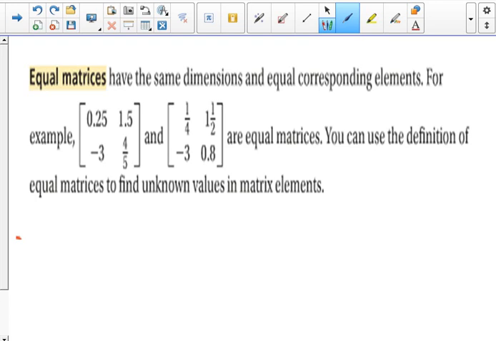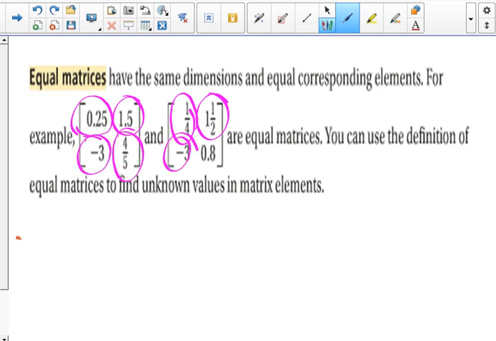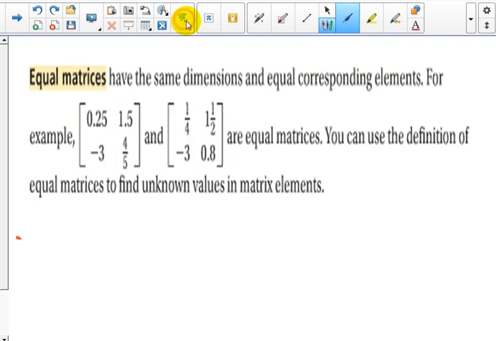Now let's talk about what equal matrices are. If I have 0.25 in row 1, column 1, and 1 over 4 in row 1, column 1 of the second matrix, those are the same. They're just represented differently because 1/4 is 0.25, and 1.5 is 1.5, and negative 3 is negative 3, and 4/5 is also 0.8. These are equal matrices.